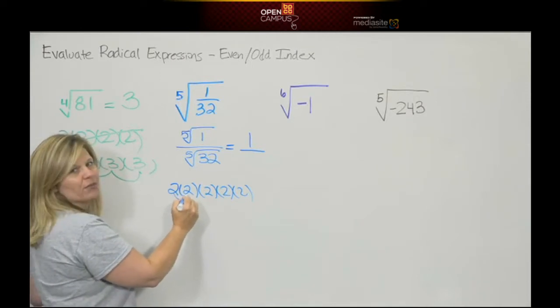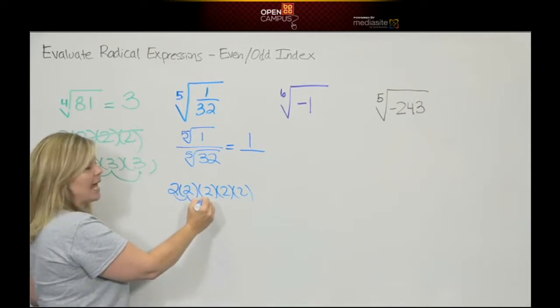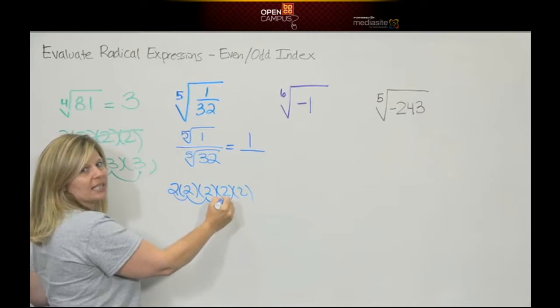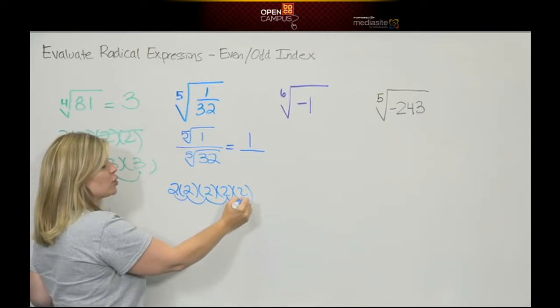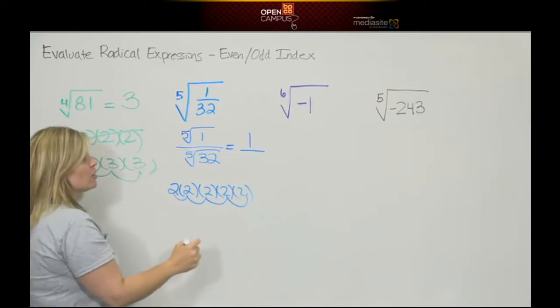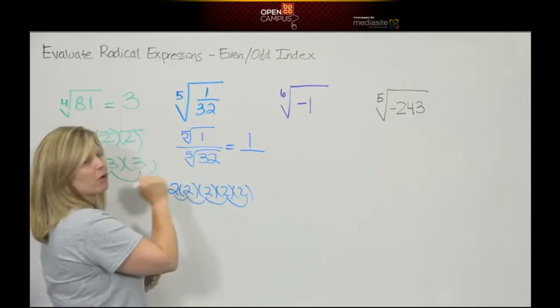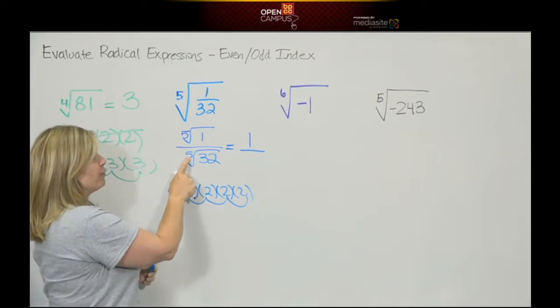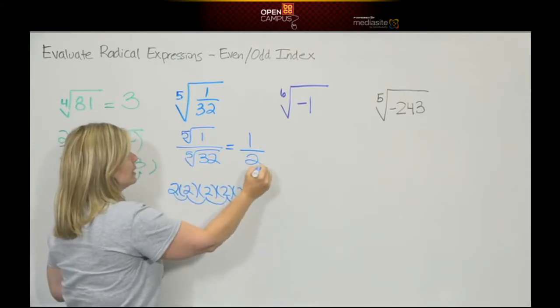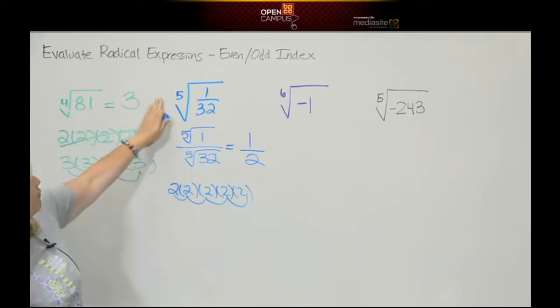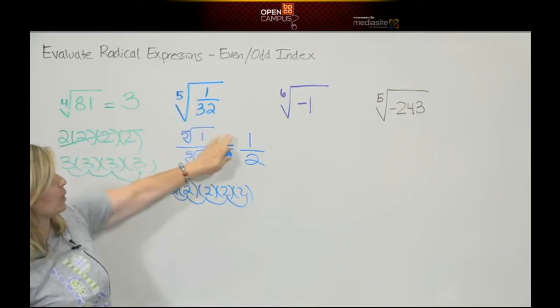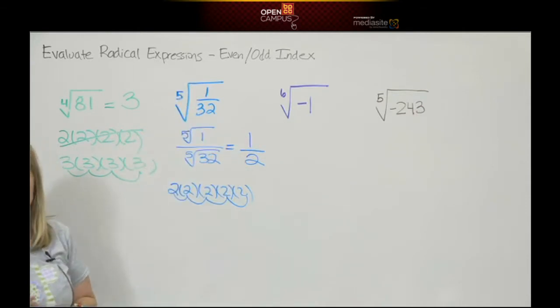2 times 2 is 4. 4 times 2 is 8. 8 times 2 is 16. 16 times 2 is 32. So yes, if we multiply 2 5 times, we would get 32. Therefore, the fifth root of 32 is 2. So the fifth root of 1 over 32 is the fraction 1/2.